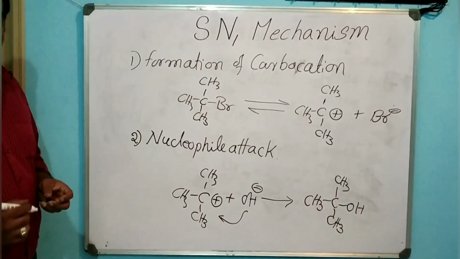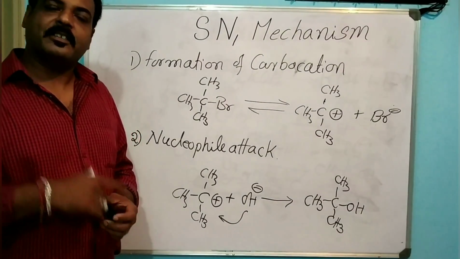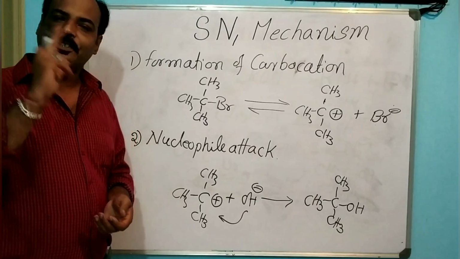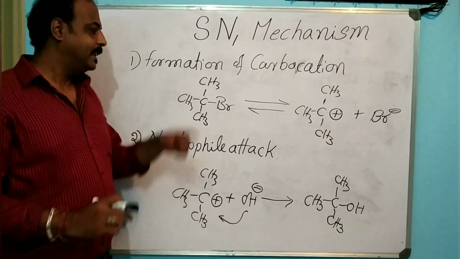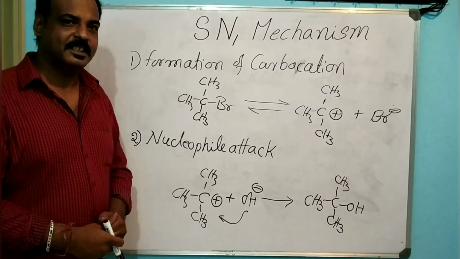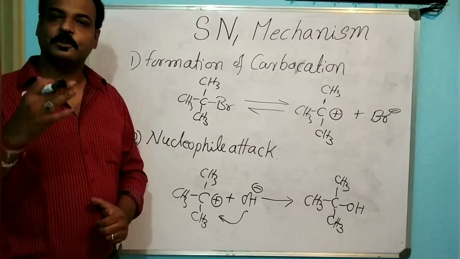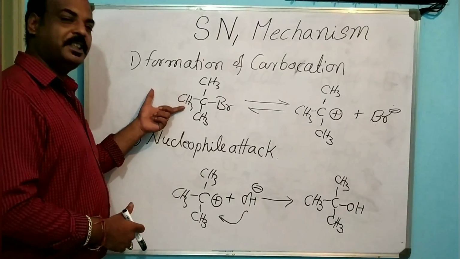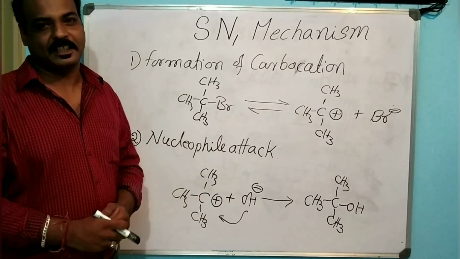So in these two steps, the rate of the reaction always depends on the slow step of the reaction. In these two steps, the second step is the fastest and the first step is the slowest. So the slowest step of the reaction will determine the rate of the reaction.